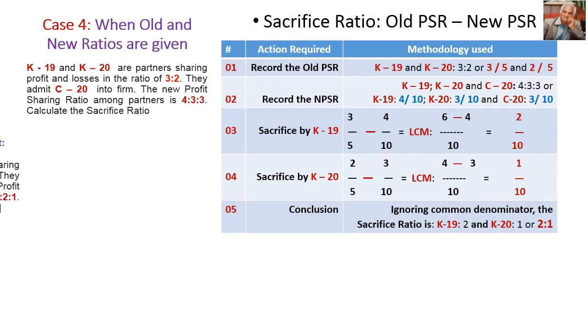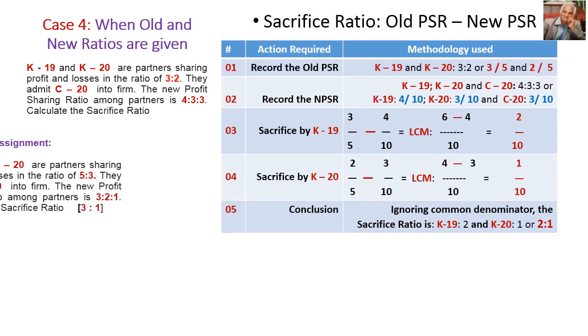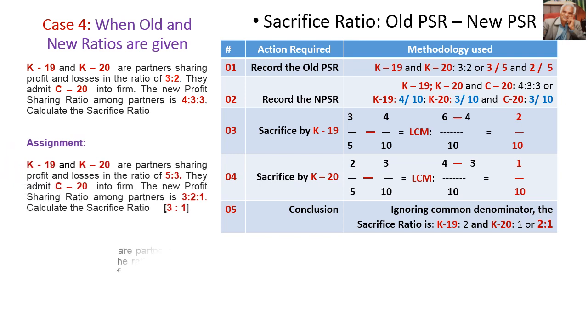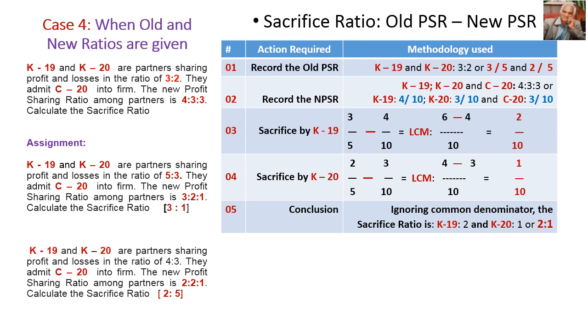Record the old ratio between K19 and K20, which is 3 is to 2, 3 by 5 and 2 by 5. Record the new profit sharing ratio 4 is to 3 is to 3. 4 by 10, 3 by 10, that is 4 plus 3 plus 3.